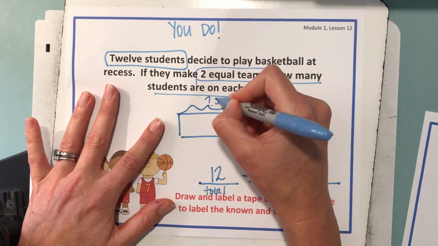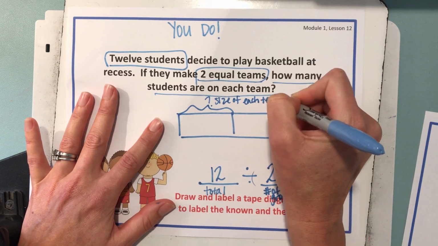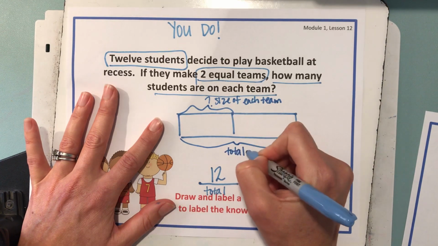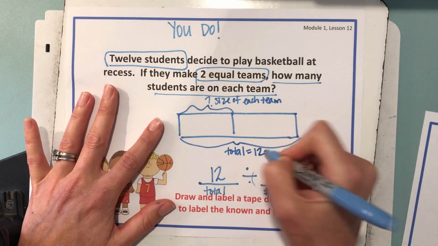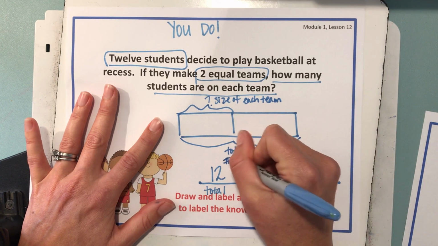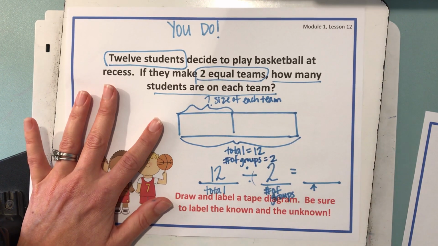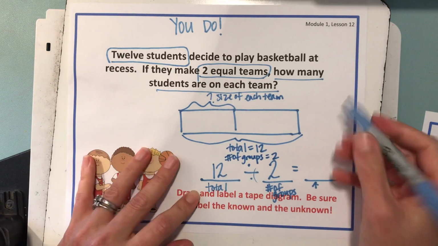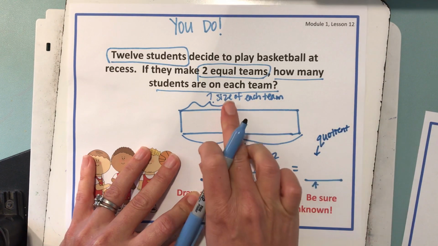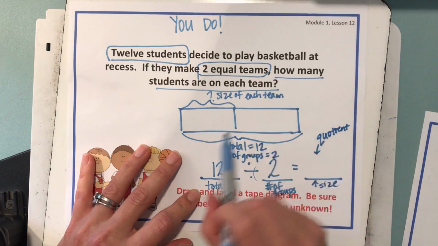So this is the size of each team. I don't know that, but I know the total is 12. And if you didn't write all this, that's okay. And I know that the number of groups is 2. Okay. So now I need to figure out what the quotient is here. And that was the size of the team. Okay, so let's figure this out.